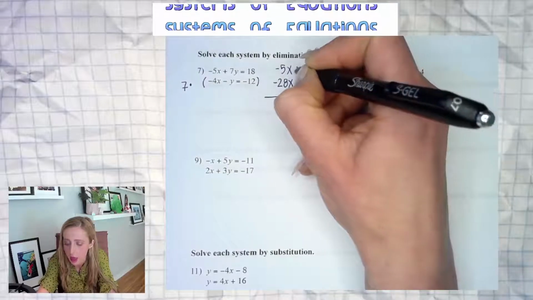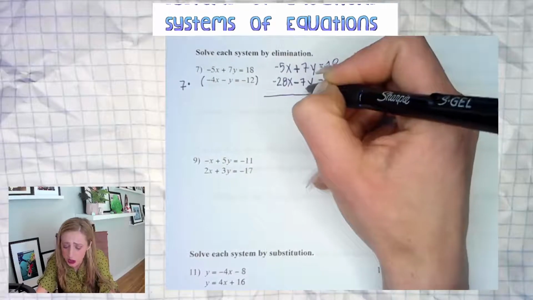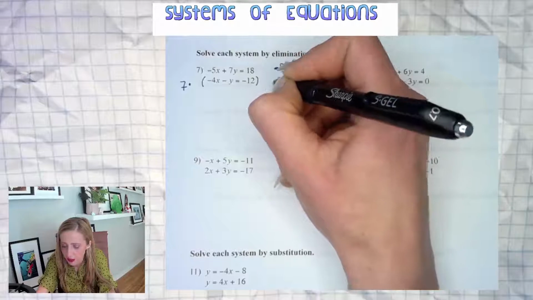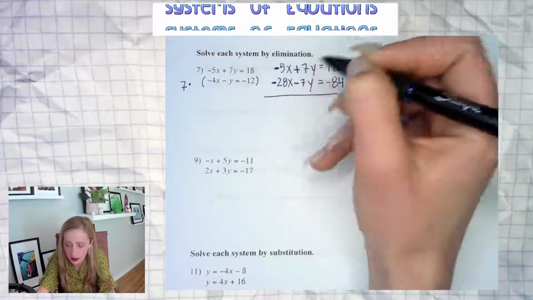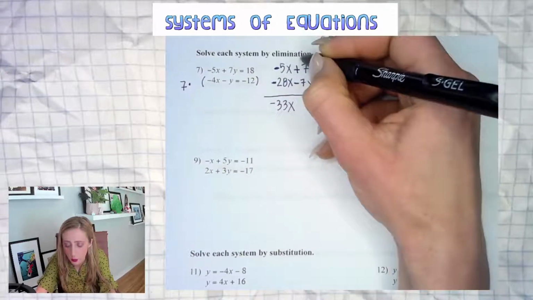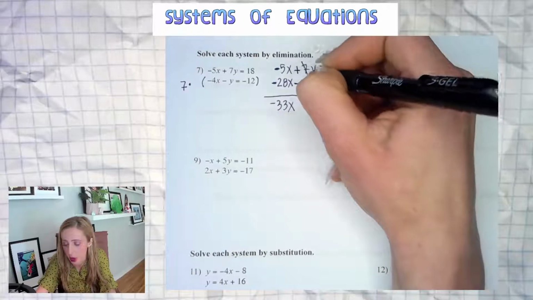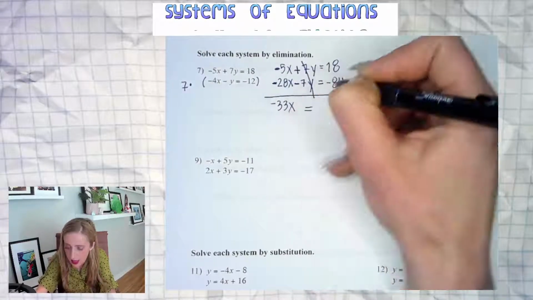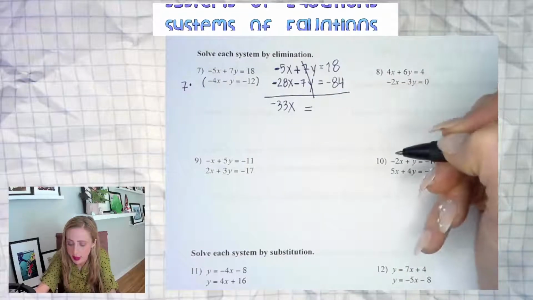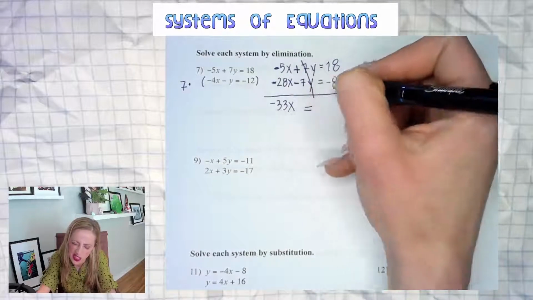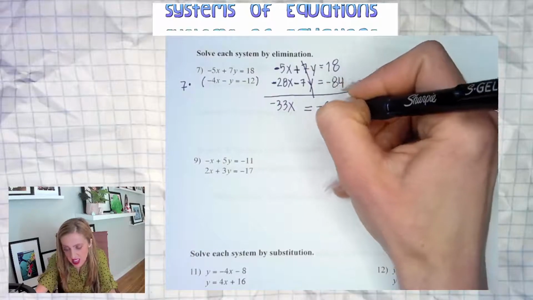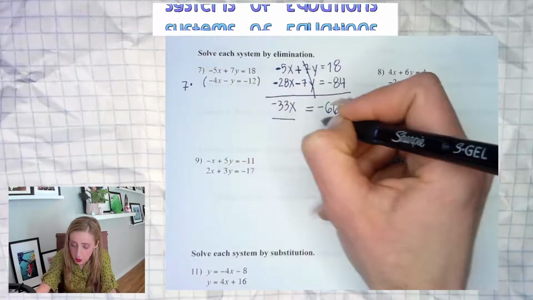in this case, one's negative and one's positive. Since they're opposite, I'm going to add them together. What's -5 plus -28? A negative and a negative adds to give me another negative. That's going to be -33x. When I add -7y and +7y, they eliminate and they're gone. And then I have 18 plus -84, or -84. So if I subtract those, 84, 74, 64, I'm going to get -66.